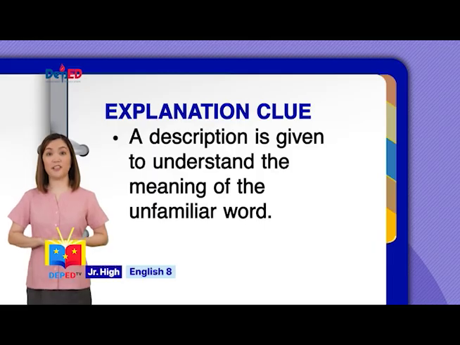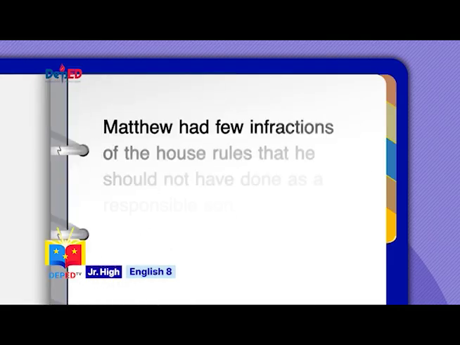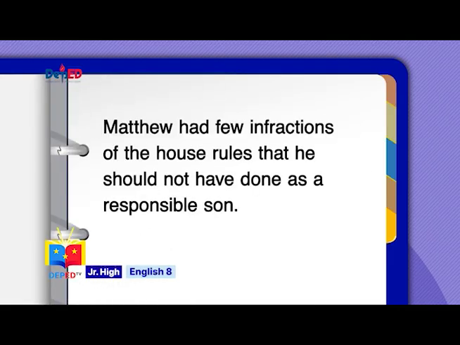Explanation clue. A description is given to understand the meaning of the unfamiliar word. For example, Matthew had few infractions of the house rules that he should not have done as a responsible son. The unfamiliar word in the sentence is infractions, and the description is the house rules that he should not have done as a responsible son.